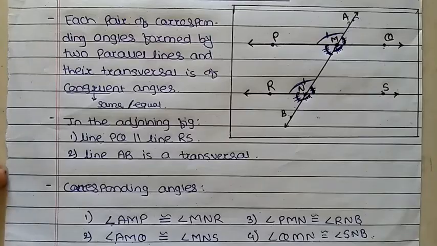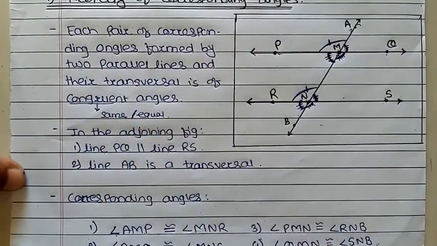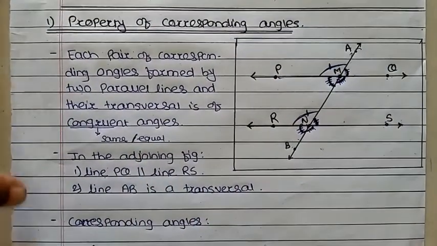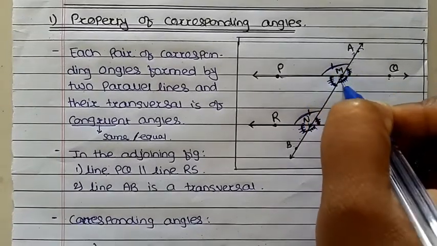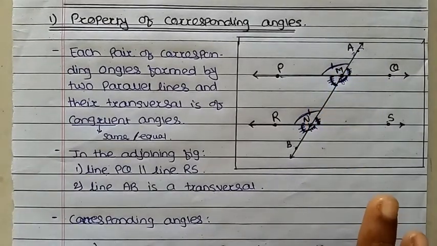Clear? So how many corresponding angles are formed here? That is 4. This one, 1, 2, 3, 4. Four corresponding angles we have to find out here.